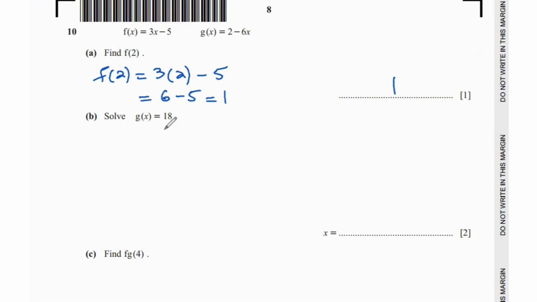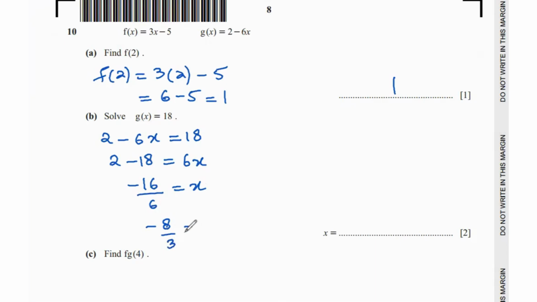Then solve g of x equals 18. So you put the function equal to 18, and then you solve it for x. So 2 minus 18 equals 6x. Negative 16 divided by 6, and that's equal to negative 8 over 3. You can give it as a mixed number, decimal, or even as an improper fraction. Either way, it's going to be correct.